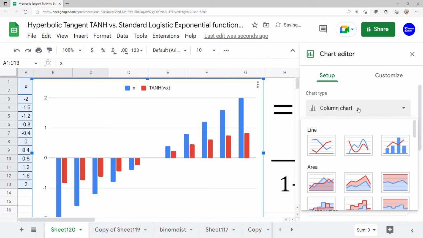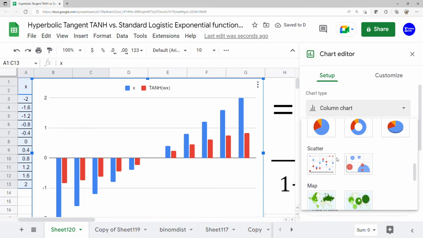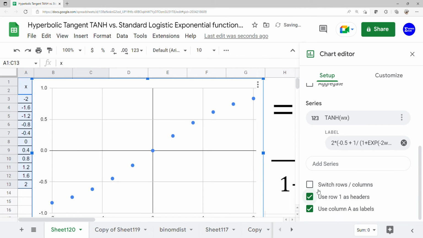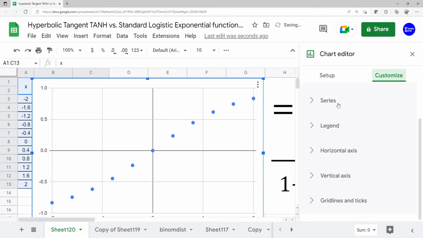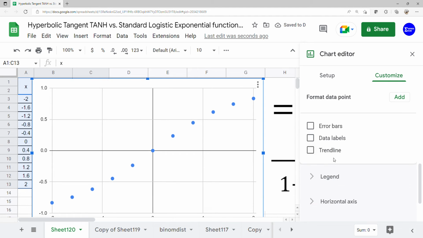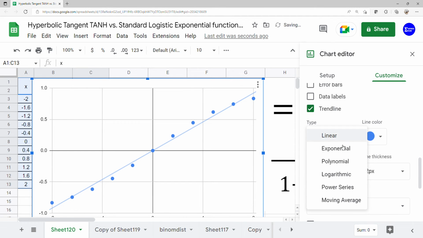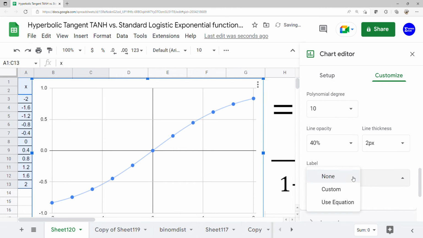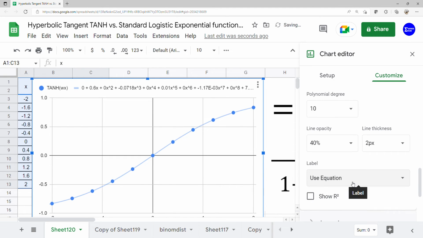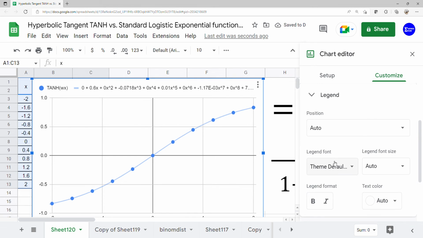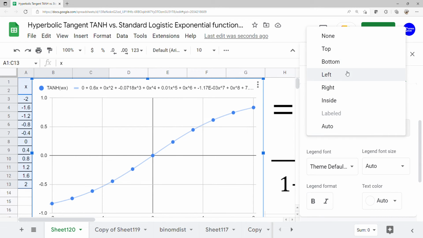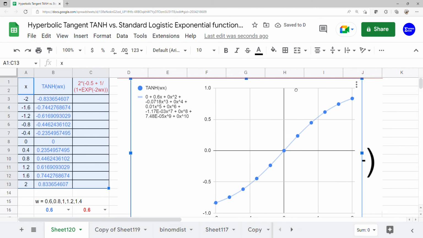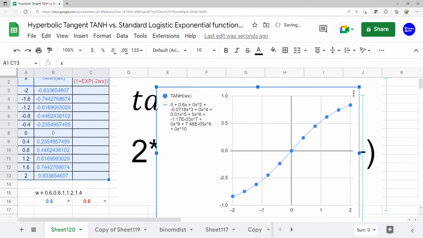And we use scatter chart. Use row 1 as header. And for the series, we show the trend line. The type, polynomial. The degree, 10. For the label, use the equation. For the legend, position at the left. So here's our trend line and the polynomial.